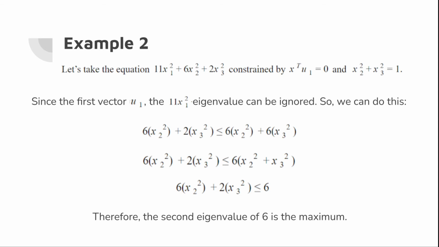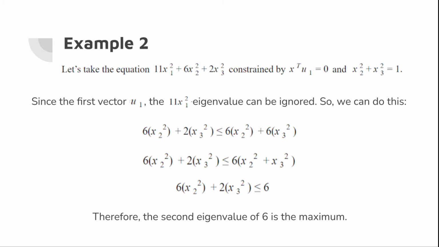Let's consider the equation 11 times x sub 1 squared plus 6 times x sub 2 squared plus 2 times x sub 3 squared. And this is constrained by x transpose times u sub 1 equals 0 and x sub 2 squared plus x sub 3 squared equaling 1. Since we know that x transpose times u sub 1 equals 0, this implies that x sub 1 is equal to 0 as well. So all we have to do is just create an equation without the first term.